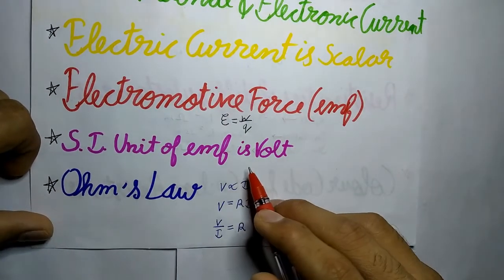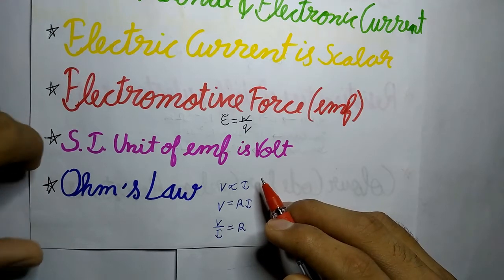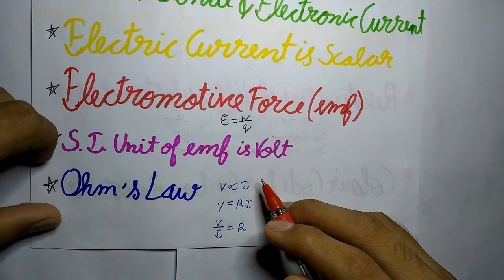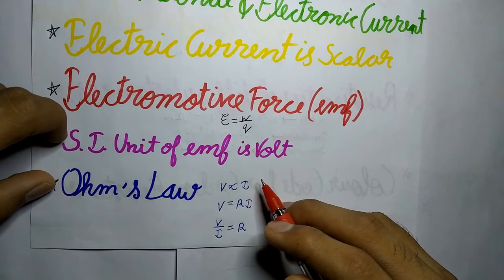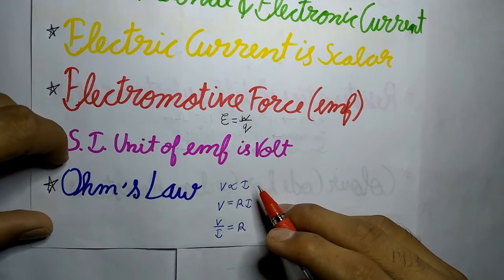The SI unit of EMF is volt. If an electrochemical cell supplies energy of 1 joule for the flow of 1 coulomb of charge through the whole circuit, including the cell, then its EMF is said to be 1 volt.